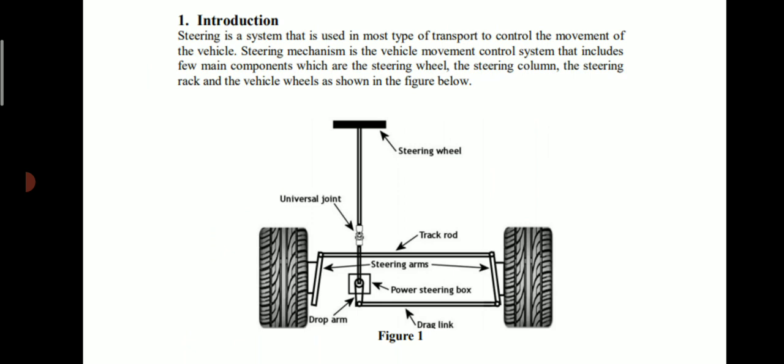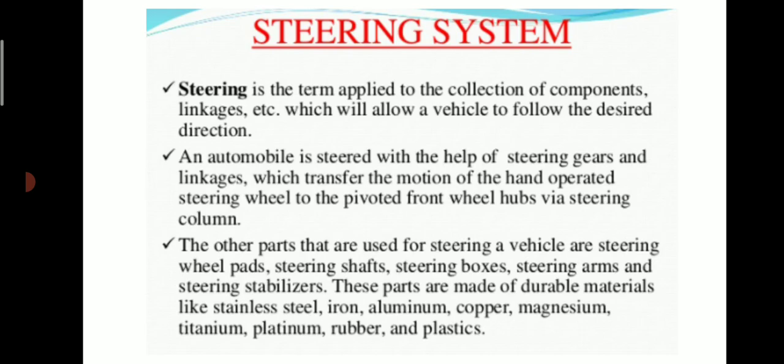So in this figure also you will see there is a steering wheel. Through universal joint it is connected to the drop arm, drag link, such components which are used in steering system. Steering is the term applied to the collection of components, linkages, which will allow a vehicle to follow the desired direction. So to get the desired direction we need the principle of steering.